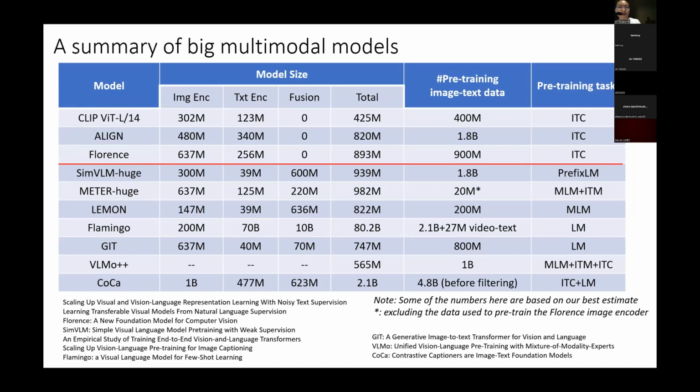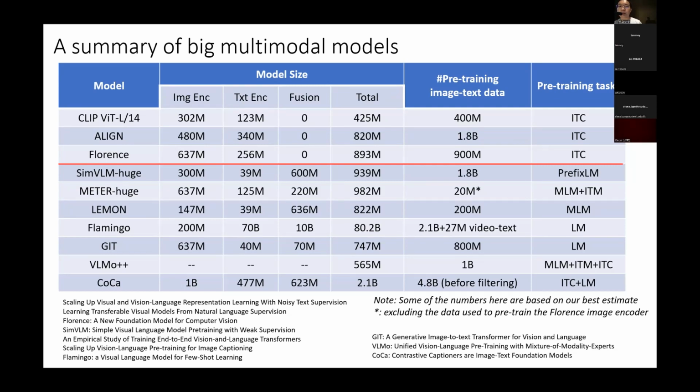One exception is the METER model, because here we only use 20 million image-text data for pre-training. But actually, the image encoder inside the METER model is pre-trained using 900 million image-text pairs. So if you look at it from end to end, it's still big.